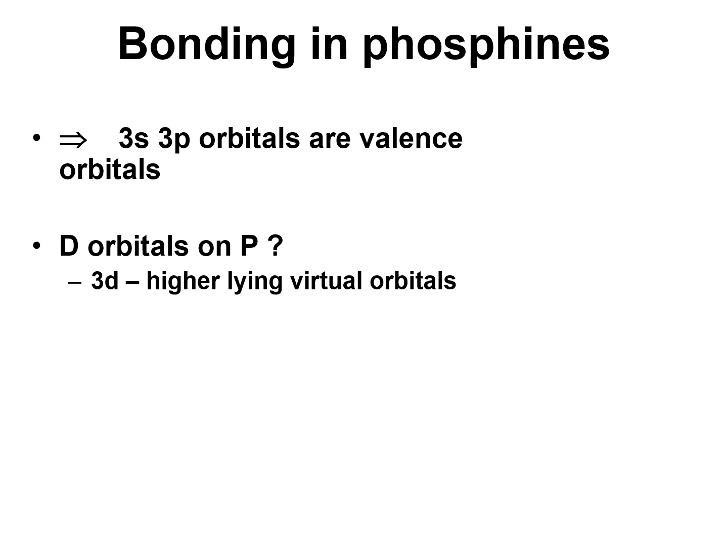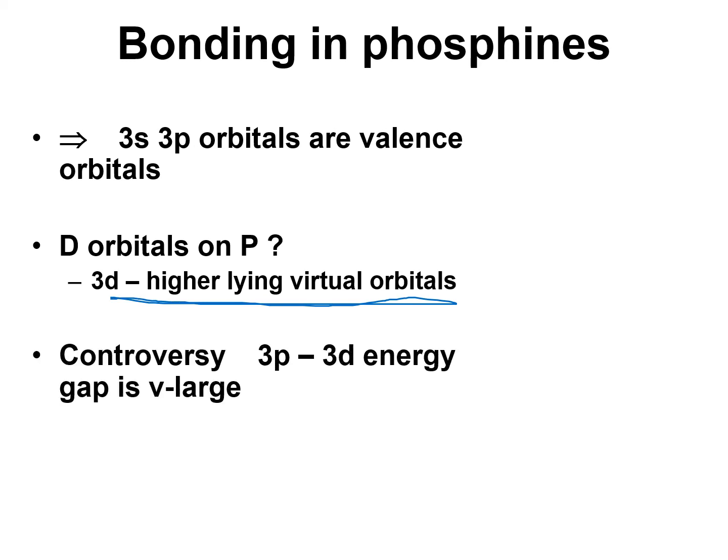Now let us look at what the theoretical chemists or the computational chemists are telling us. They are telling us that the 3s and 3p orbitals on phosphorus are valence orbitals. The d orbitals on phosphorus, well, they are very high-lying virtual orbitals, and because they are virtual and because the gap between the 3p and the 3d is very large, it is unlikely that the d orbitals are involved in any bonding.